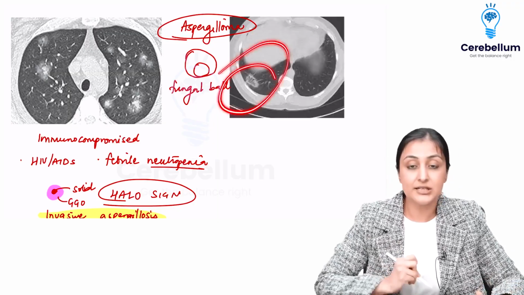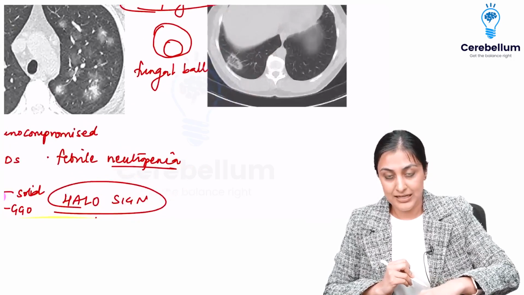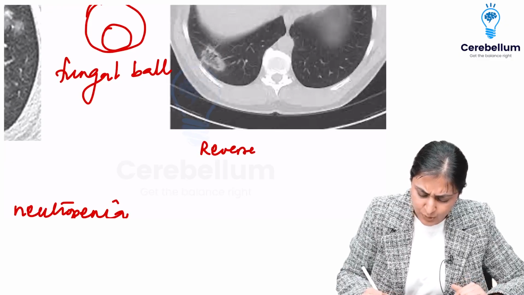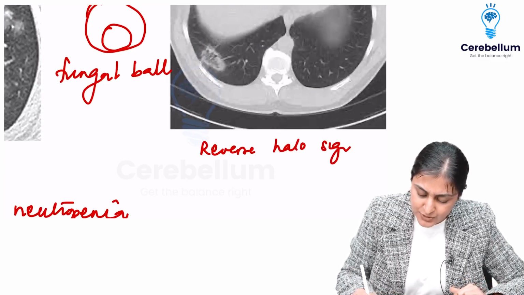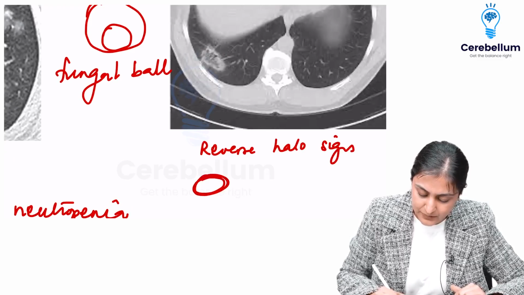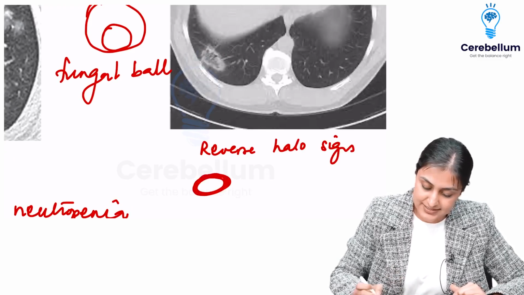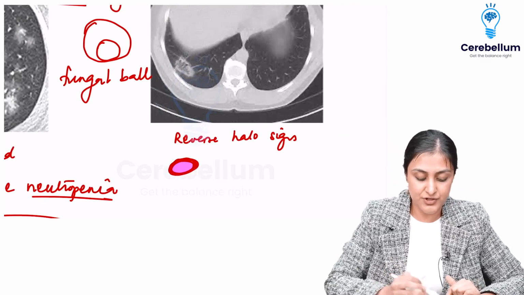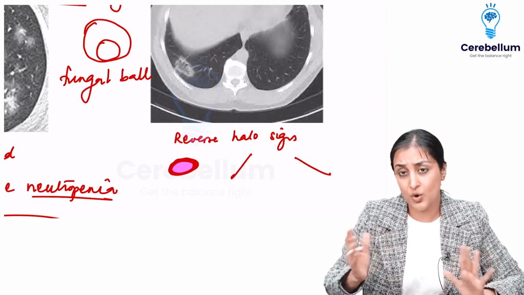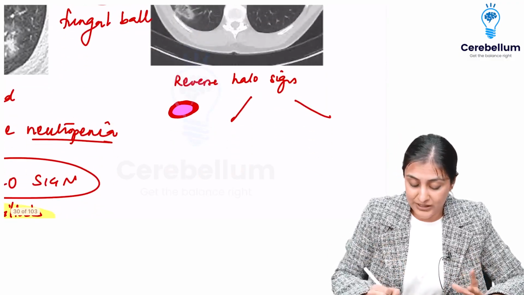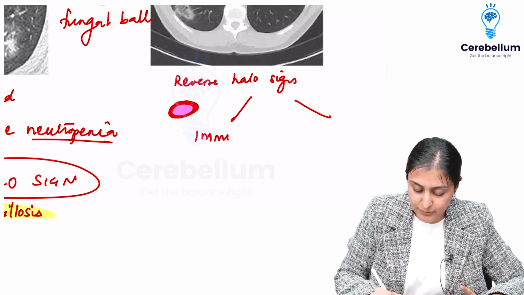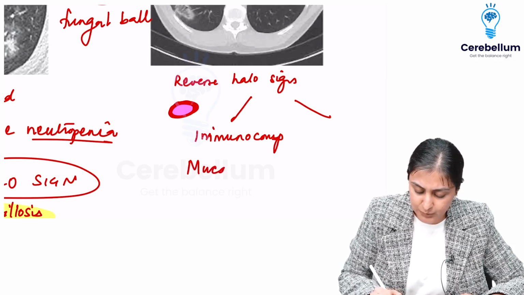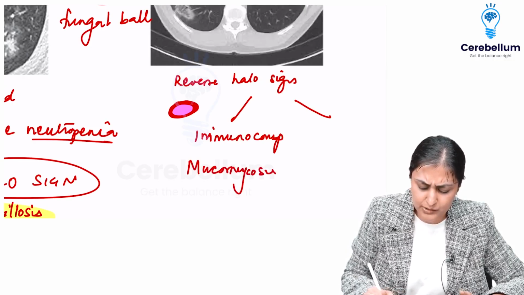Alright. On the other hand, look at this image now. Here, you can see the opposite. You can see a reverse halo, isn't it? So reverse halo sign is where the periphery is solid and the center is where you see the ground glass opacity. So this is reverse halo. Two contexts we can see this. One, if you see again an immunocompromised sick patient, this reverse halo sign can be seen in mucormycosis, pulmonary mucormycosis.